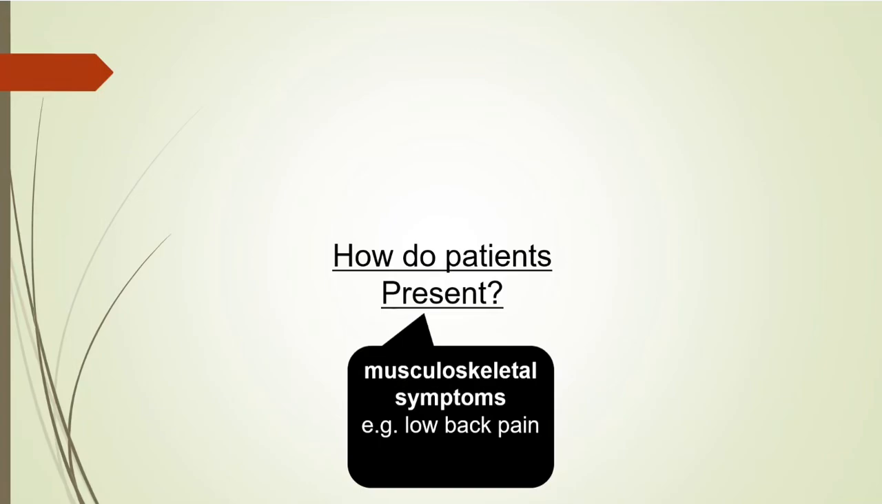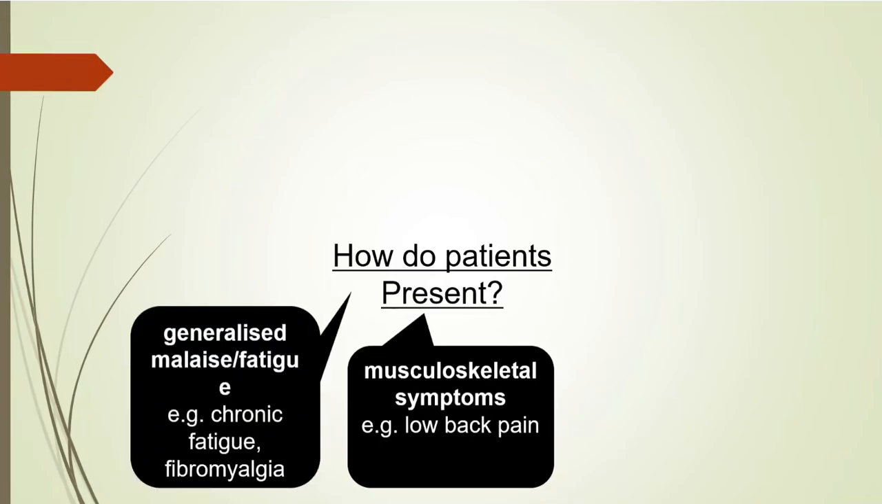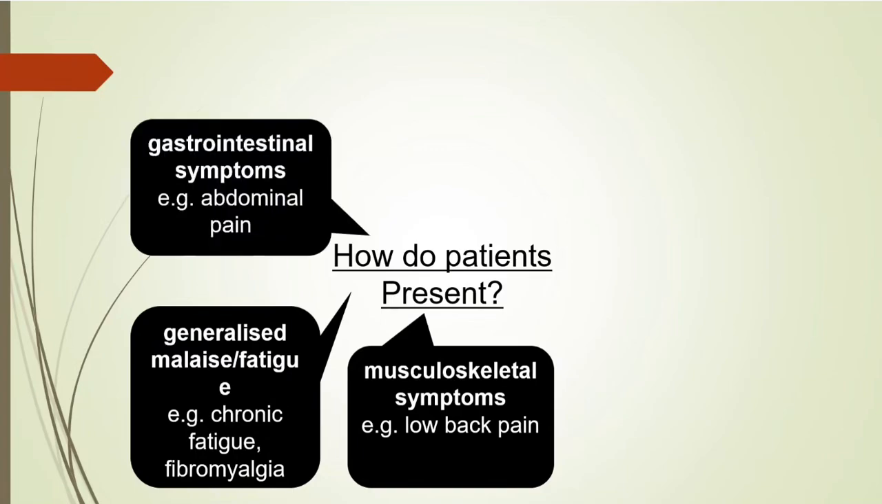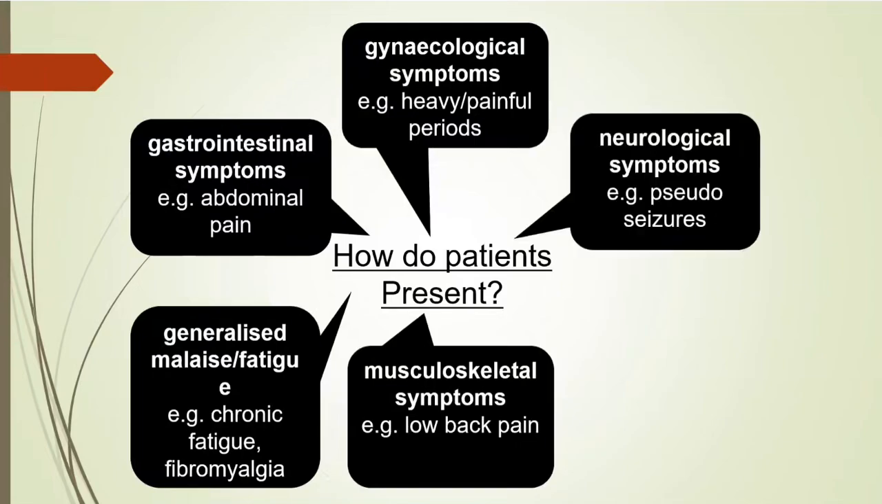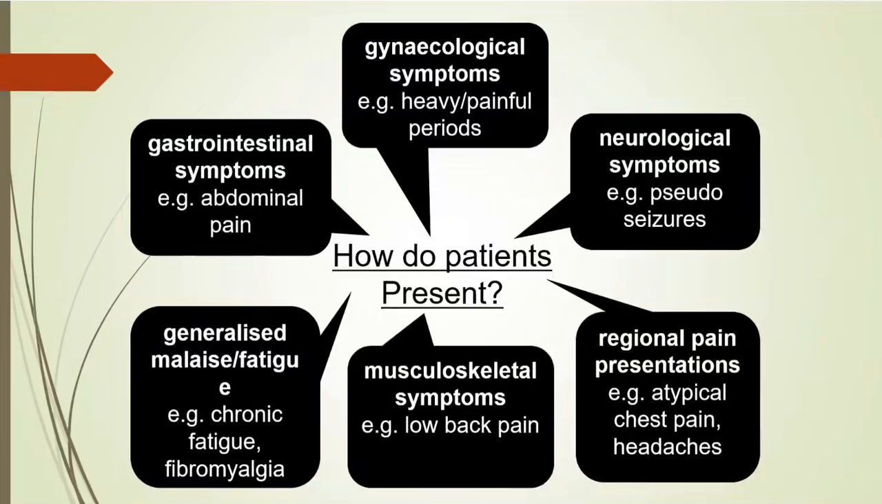Now, how does the patient present? They can present with symptoms of the musculoskeletal system like low back pain, generalized malaise or fatigue like chronic fatigue or fibromyalgia, GI symptoms like abdominal pain, bloating, or diarrhea, gynecological symptoms like heavy or painful periods, neurological symptoms such as pseudo seizures known as dissociative convulsion, and regional pain presentations like atypical chest pain or headaches.